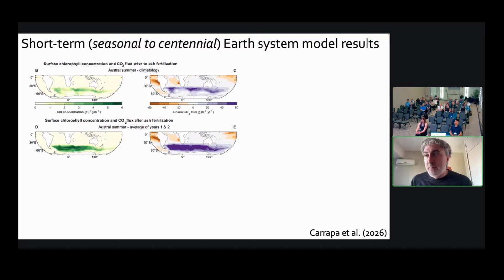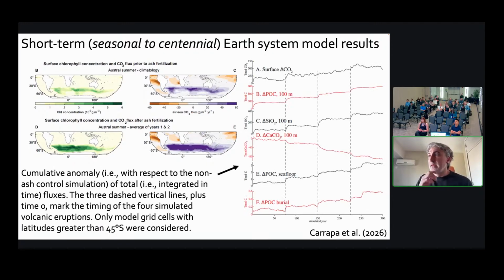But then we apply the ash aerosol fluxes into the ocean, and we see increased CO2 fluxes into the ocean and chlorophyll A. What I show here on the right is a cumulative anomaly with respect to the non-ash control simulation of the total time-integrated fluxes of different variables. The 3 vertical dashed lines represent the moments in time when we apply an ash-derived nutrient input.